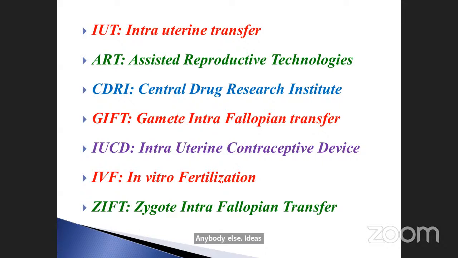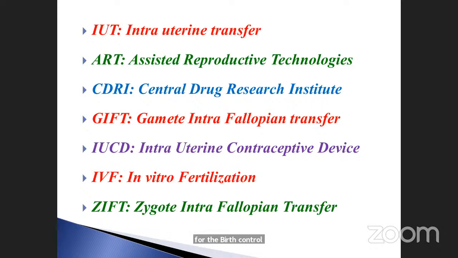Central Drug Research Institute in Pune. Okay, so GIFT. This is very, very important. Many times they were asked the question. GIFT, gamete intrafallopian transfer. Gamete intrafallopian transfer is called GIFT. IUCD, intrauterine contraceptive device. It is used for birth control.